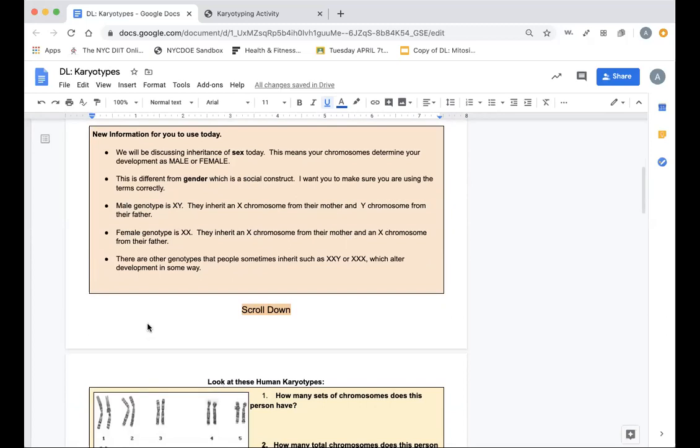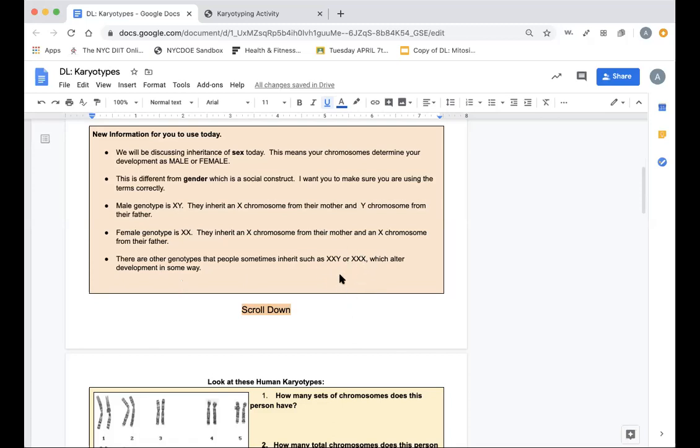There are other genotypes that people sometimes inherit, such as XXY or XXX. This alters their development in some way. We're not going to talk about it very much. I think one of these might be on the activity you're doing in a little bit.